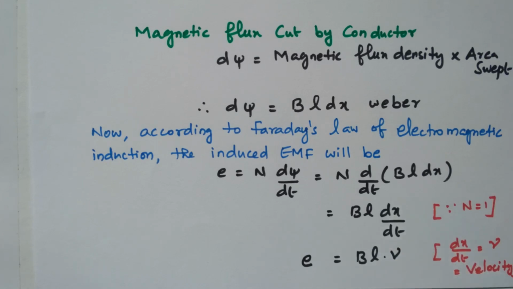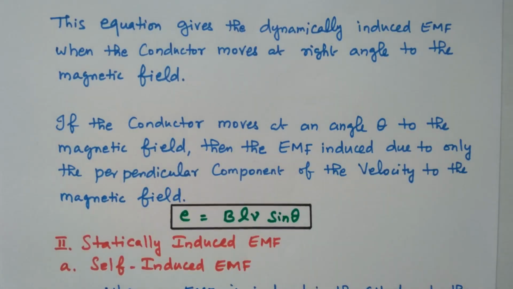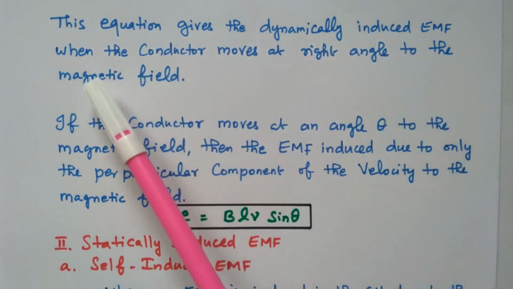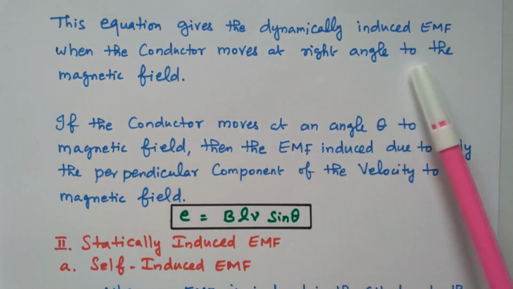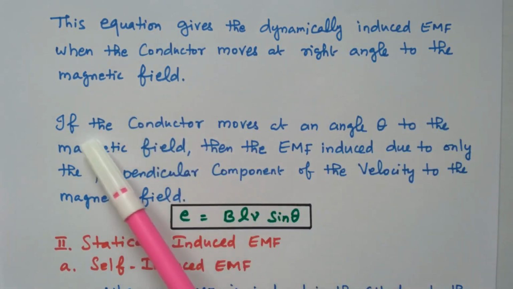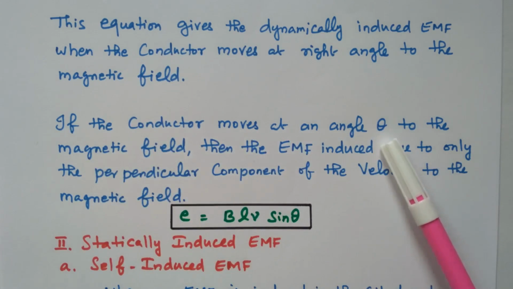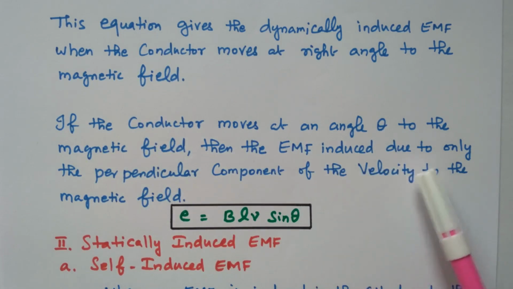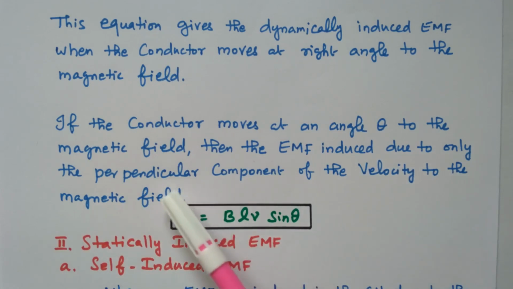Now we will go for further simplification. So this equation E equal to BLV is giving the dynamically induced EMF when the conductor moves at right angle to the magnetic field. Suppose the conductor moves at an angle theta to the magnetic field, as represented in the second diagram, then the EMF induced, due to only the perpendicular component of the velocity, is given by E equal to BLV sin theta. We need to consider only the perpendicular component; the horizontal component need not be considered, so E equal to BLV sin theta.